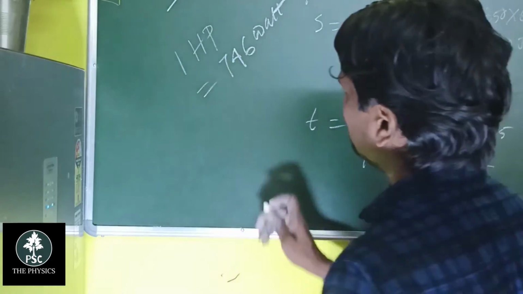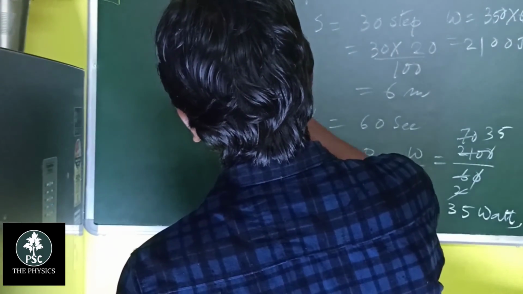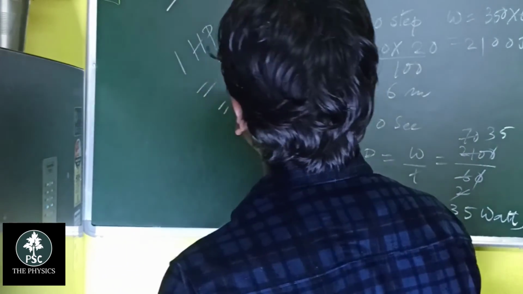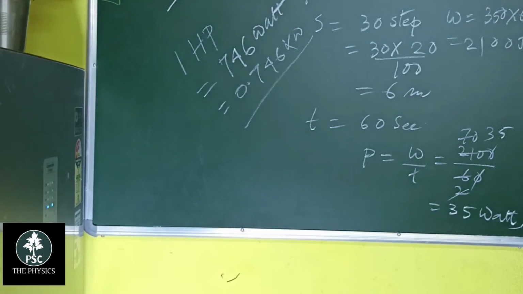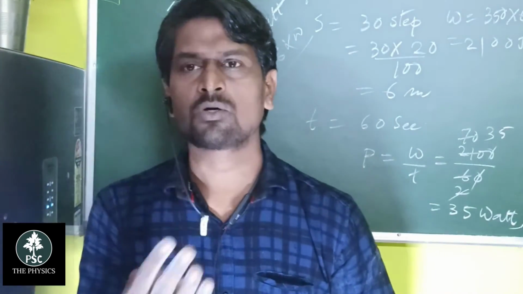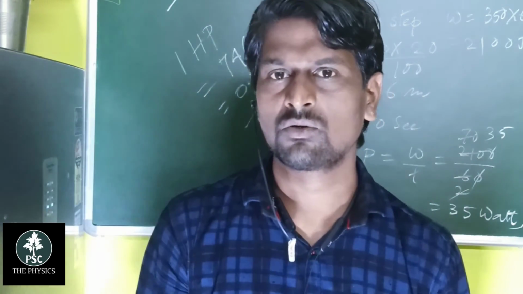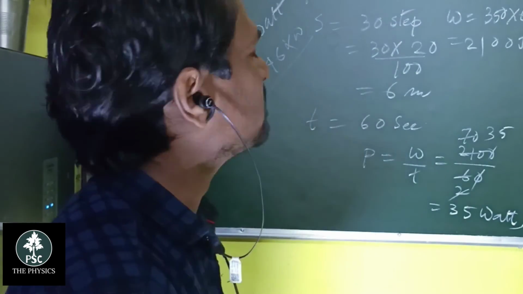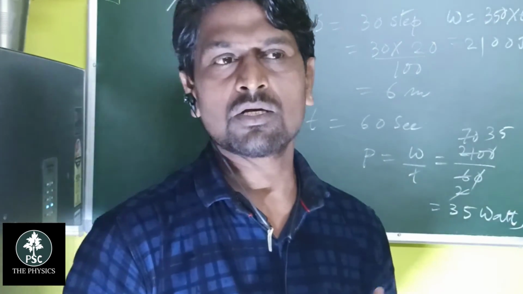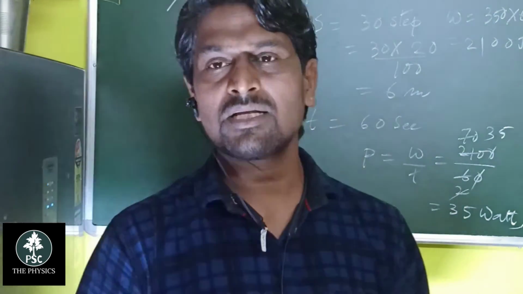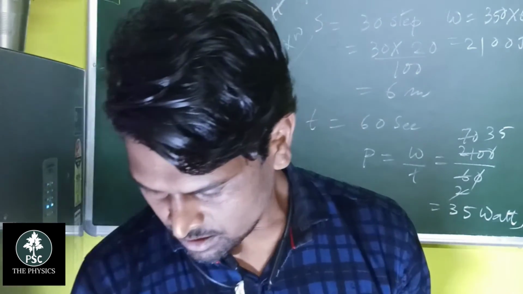You can say that 0.746 kilowatt, kW. So 746 watt is a large unit. Suppose when it is 1000 meter, then you can say that this is kilometer. Like that, you divide this by 1000 and this is kilowatt, so it is 0.746 kilowatt, and horsepower is a large unit.